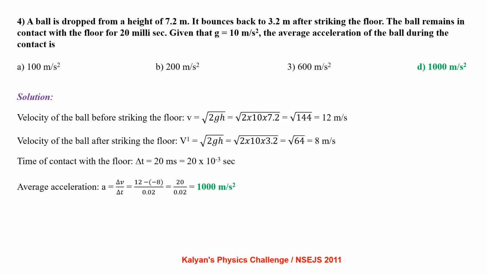A ball is dropped from a height of 7.2 meter. It bounces back to 3.2 meter after striking the floor. The ball remains in contact with the floor for 20 milliseconds. Given that g equal to 10 meter per second square, the average acceleration of the ball during the contact is? The velocity of the ball before striking the floor, that is the final velocity of a freely falling body, v equal to root 2gh, comes out to be 12 meter per second. Velocity of the ball after striking the floor, since it rises to a height of 3.2 meter, we can find again from the formula root 2gh, which comes out to be 8 meter per second. The time of contact is 20 millisecond. So the average acceleration is change in velocity by time. So it is 12 minus 8. Since the direction is reversed, we have to write negative velocity for the final velocity. So the final answer comes out to be 20 by 0.02, which is 1000 meter per second square.